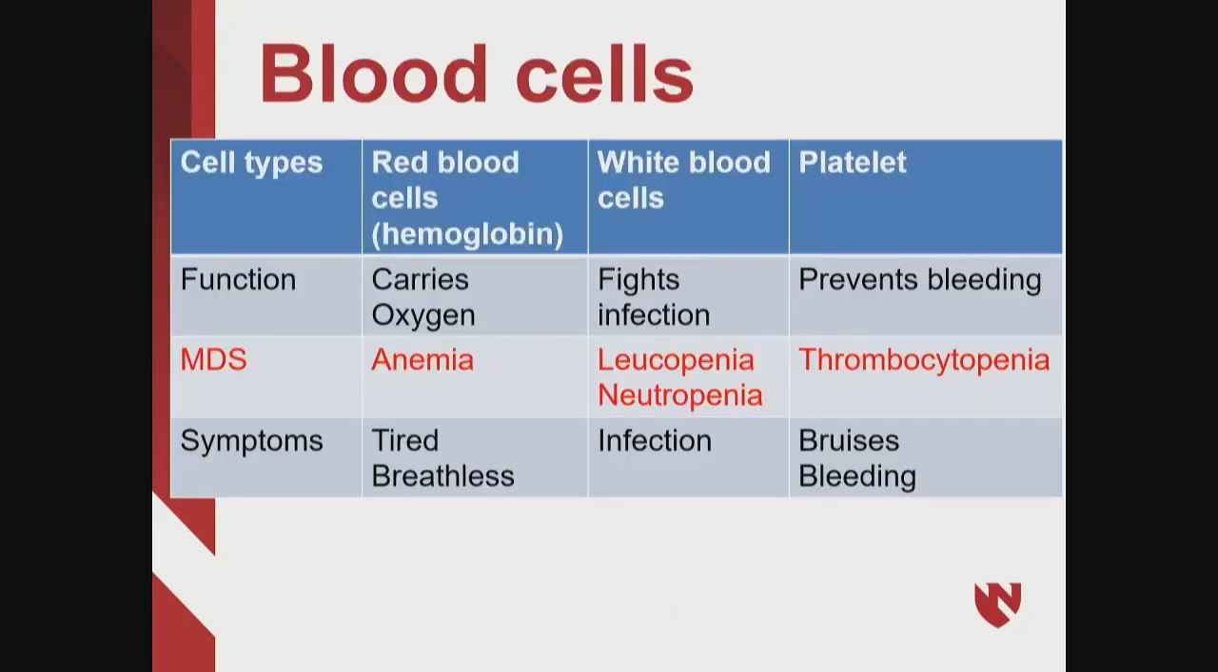Red blood cells carry oxygen. If your red blood cells or hemoglobin go down, we call it anemia. If your platelet count goes down, we call it thrombocytopenia. Platelets prevent bleeding. And then white blood cells fight infection. When the white blood cell count goes down, we call it leukopenia. And if the neutrophil count goes down, we call it neutropenia.